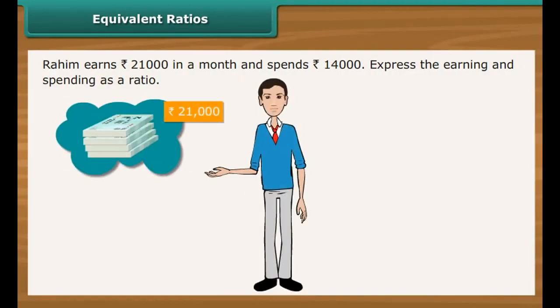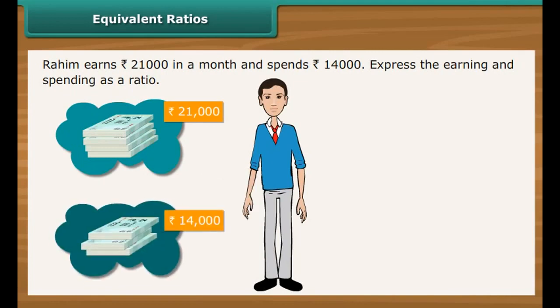Rahim earns ₹21,000 in a month and spends ₹14,000. Express the earning and spending as a ratio.